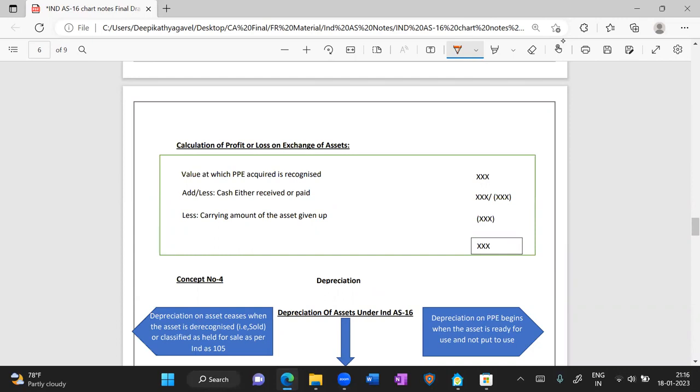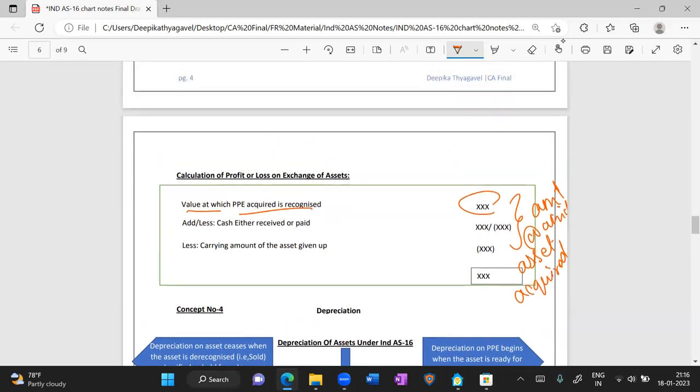To find out that, what you should simply do is, it's a very simple thing. You need to first find out the value at which the asset is acquired. The asset that is acquired, it is recognized at which value, that you find out. Then, in case any cash is being received or cash is being given, if cash is received, you add it. If cash was given, then you deduct it. So that will give you the total amount at which the asset was acquired. Now this you will compare with the carrying amount of the asset that is given up.